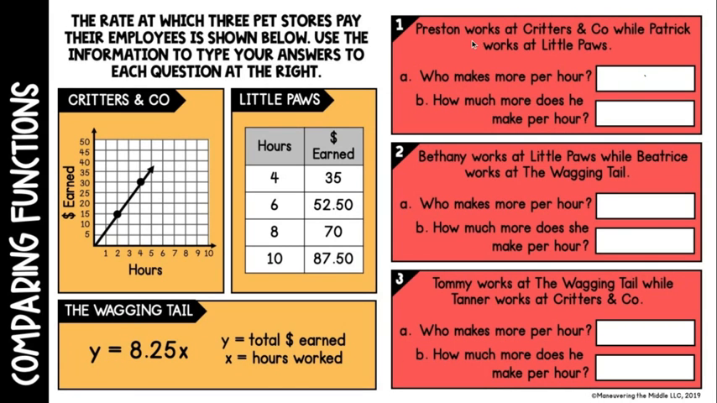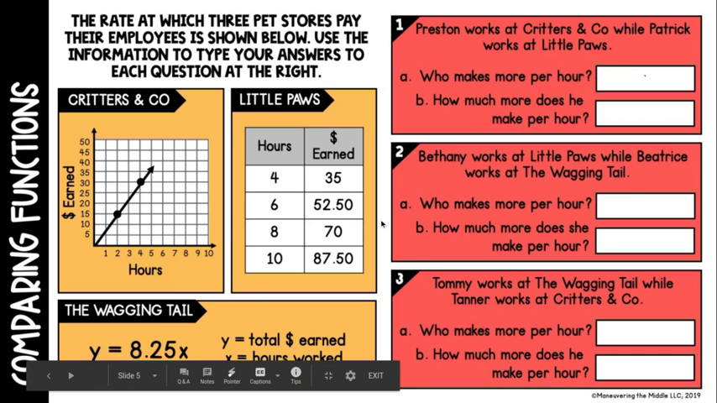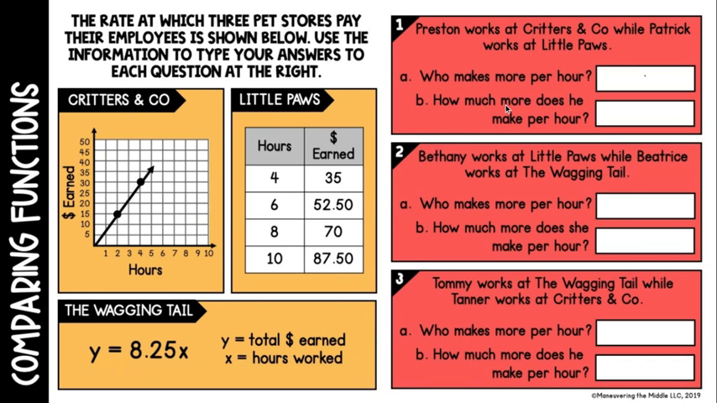So it says Preston works at Critters and Company while Patrick works at Little Paws. Who makes more per hour? So your answer should be Preston or Patrick, depending upon who makes more per hour that you already determined when you found the rates of these situations. How much more? You got to think about that. How much more does he make per hour? Your answer is not one of your rates.